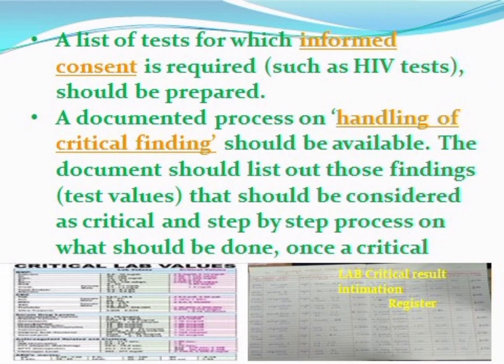So in a laboratory, if there is any critical result, we should have a proper SOP for how to process the critical result. And the list of critical results should be displayed, and also the laboratory staff working in the lab should be well versed with the critical values and the critical result intimation policy. And also there is evidence: a critical result intimation register should be available in the lab.